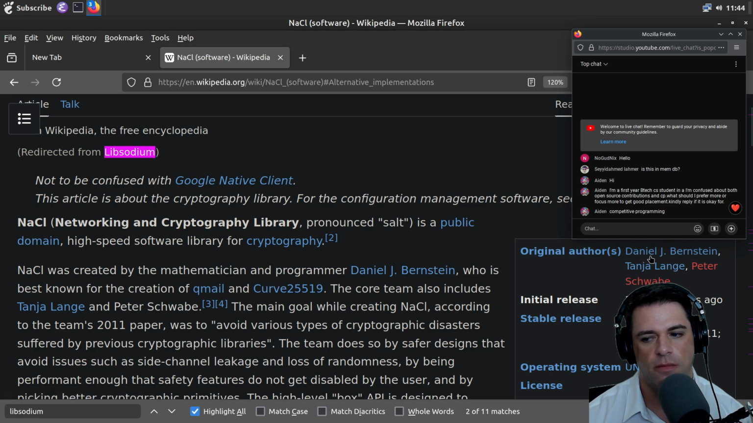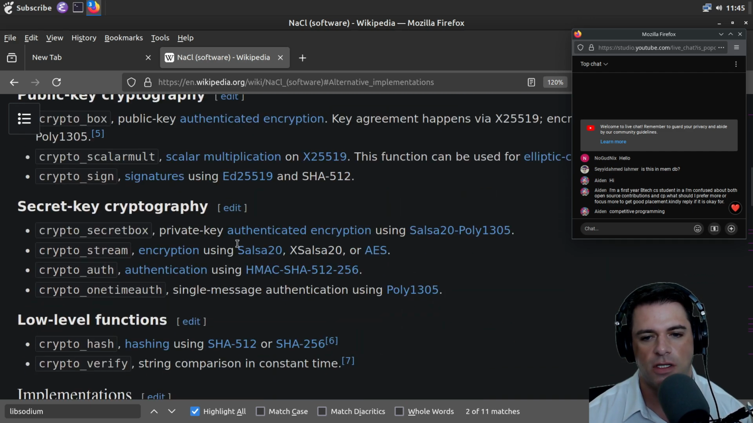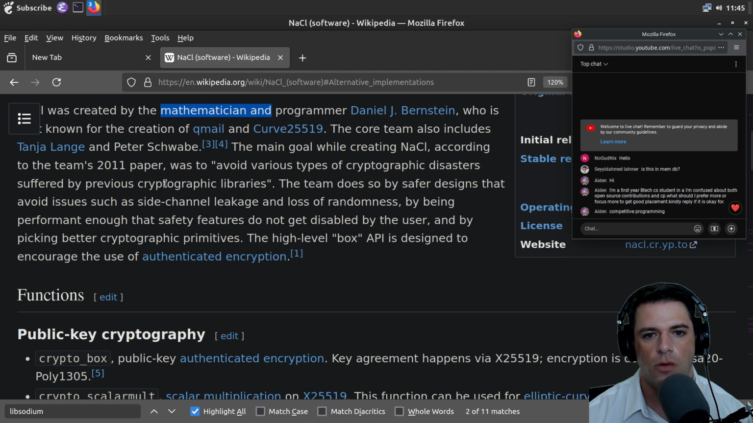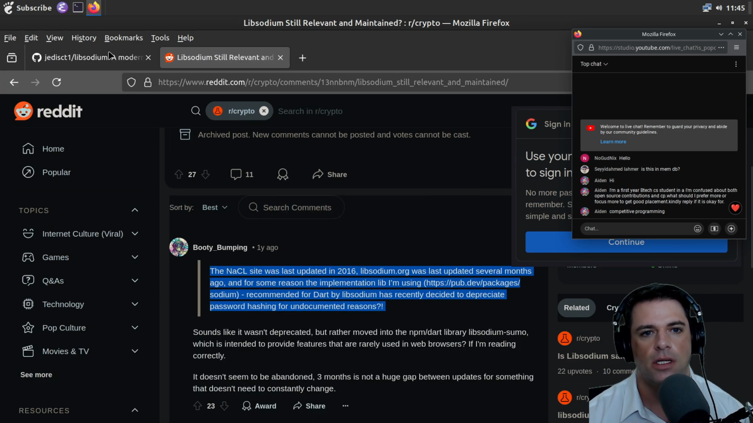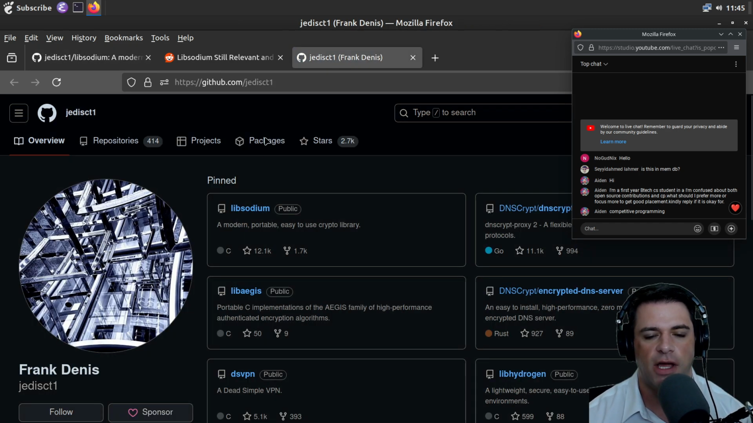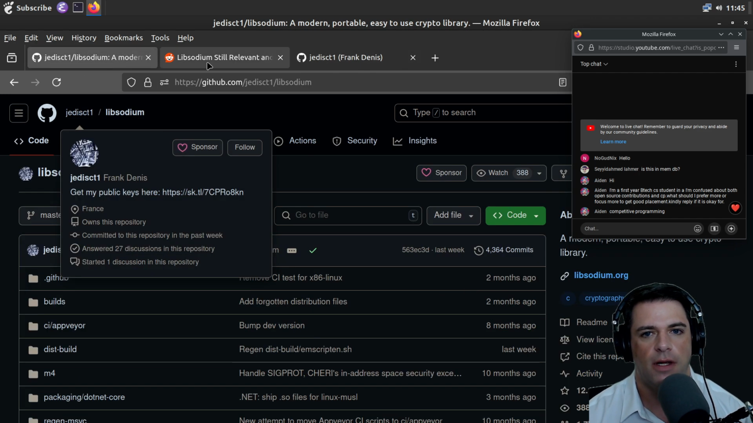Daniel Bernstein is a famous cryptographer. I don't know if he's famous as a programmer, but certainly as a mathematician and cryptographer who's well known. So that adds a little bit of authority to the library. And I don't know who the forker is, and that's one of the considerations when it comes to crypto libraries. Frank Dennis. I think this is the main Libsodium thing, right?